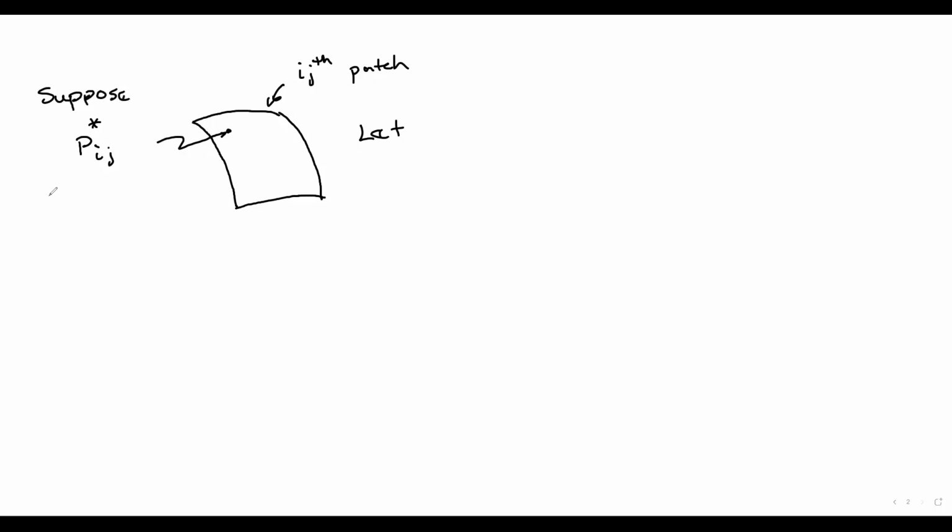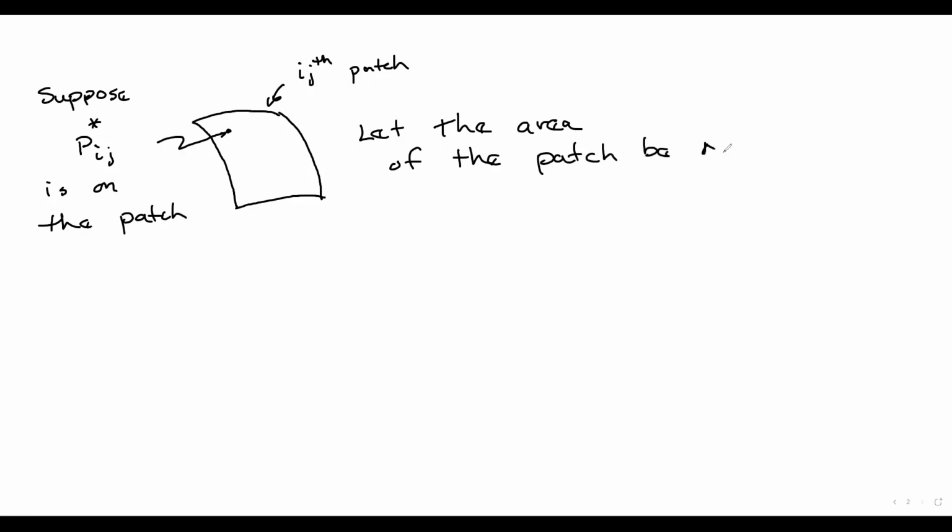Suppose Pij is on the patch. And we're going to say let the area of the patch be change in Sij.